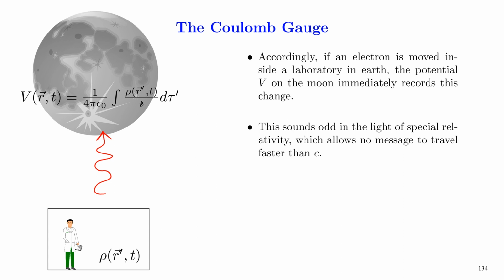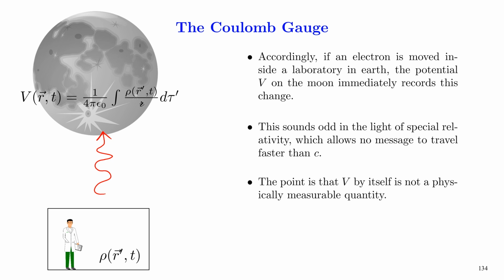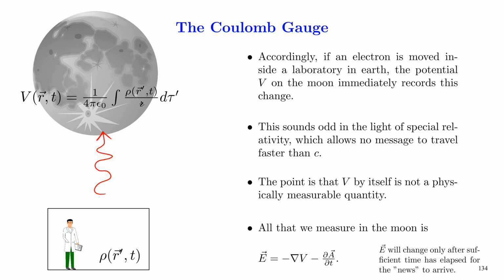But this will sound odd because according to the special theory of relativity, no message can travel faster than c. There seems to be a conflict, but the point is that V by itself is not a physically measurable quantity. All that we measure on the Moon is the electric field intensity E, which is negative del V minus dou A over dou t. And E will change only after sufficient time has elapsed for the news to arrive at the Moon.